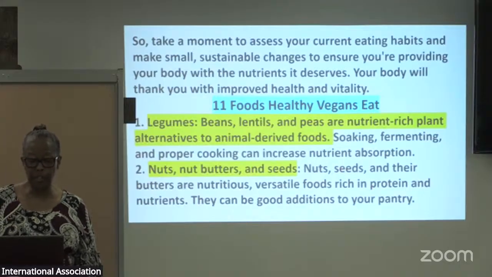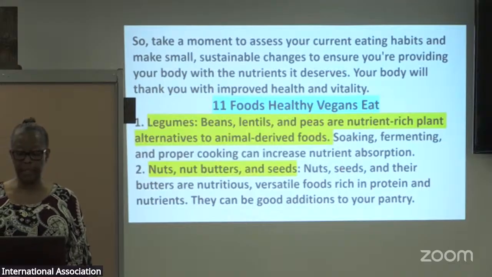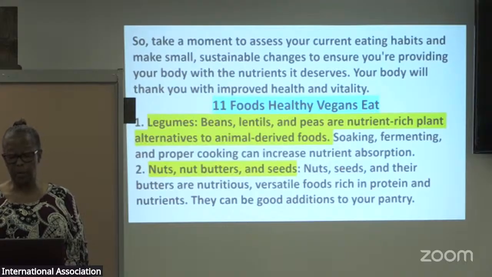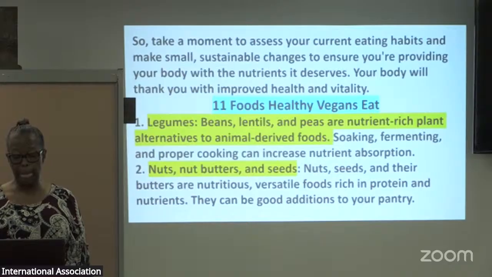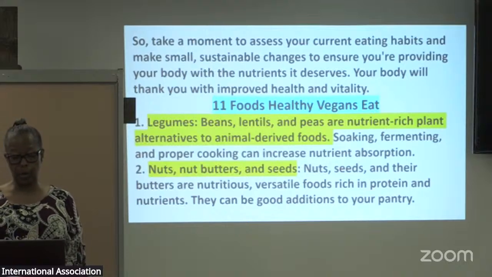And this is just some foods healthy vegans eat. They have legumes, beans, lentils, and peas, nutrient-rich plant alternatives to animal-derived foods. And they say soaking, fermenting, and proper cooking can increase nutrient absorption.